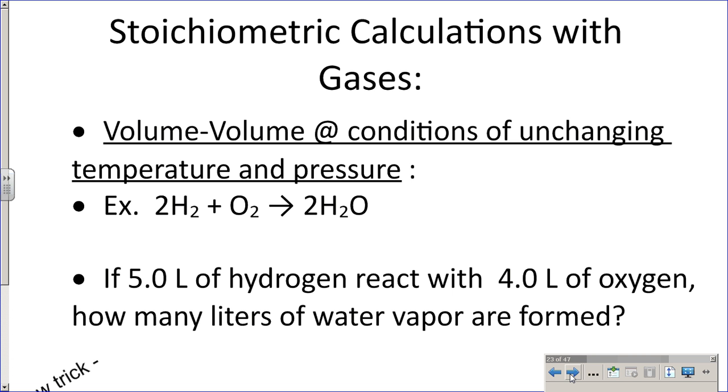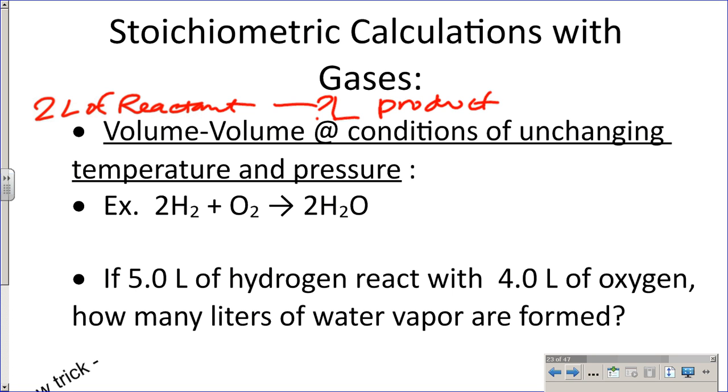So if I ever ask you to go from, let's say, I might start you off with 2 liters of a reactant, and I want you to go to liters of a product. You can use your mole-to-mole ratios, like in the equation here. So there's a 2 there, a 1 there, and a 2 there. They're mole-mole ratios. And for gases, they're liter-liter ratios.